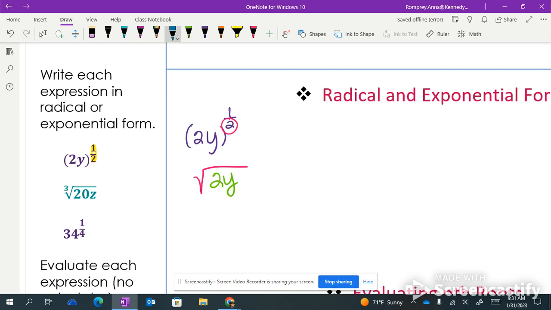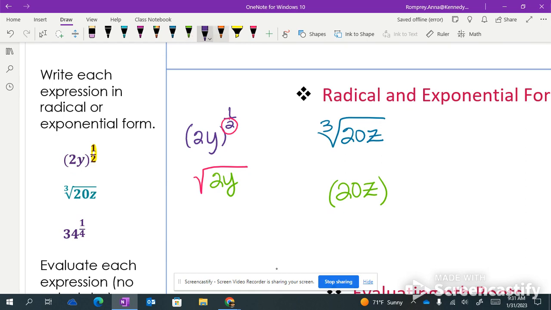Okay, so the next one, let's try the cube root of 20z. All we're doing is going back and forth. In this case, we have a radical, so we want to turn it into a rational exponent. Yes, you could literally see a question this simple. So I'm going to keep my radicand, 20z, and I'm going to put it in parentheses since it's not just a number or a variable by itself. I want to make sure that I show that it's grouped.